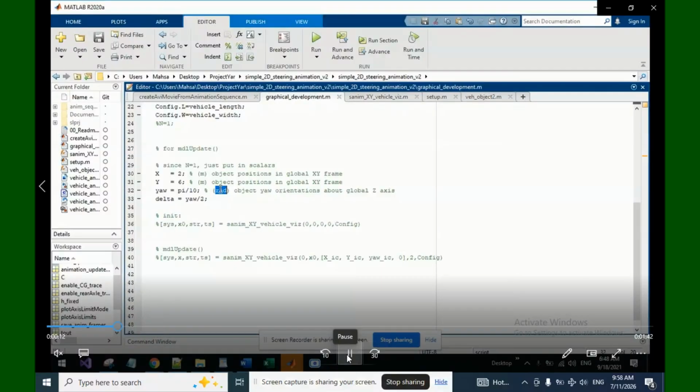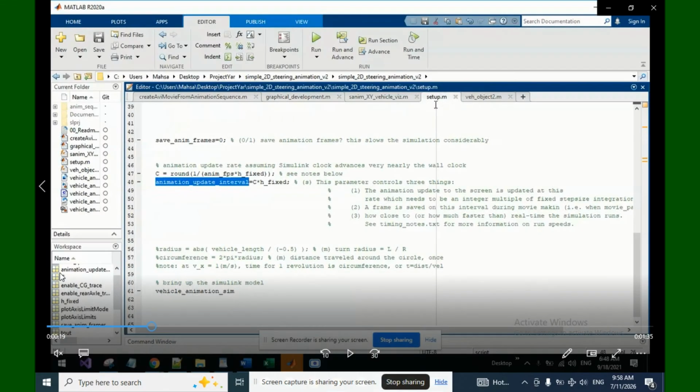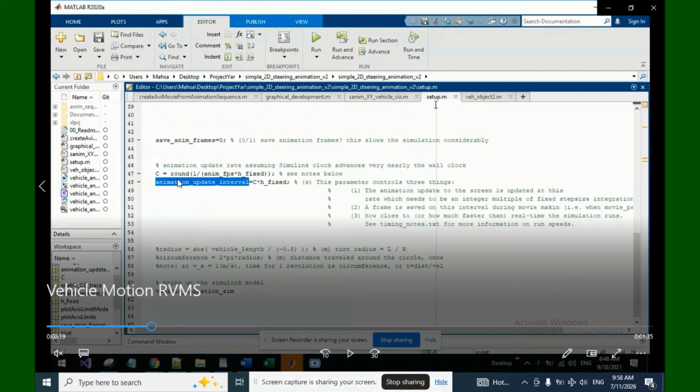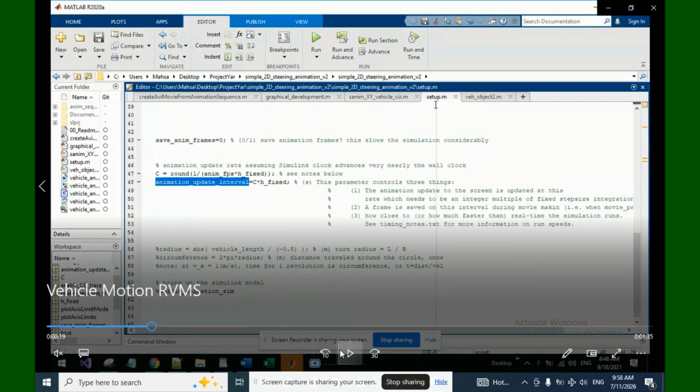The next is specifying the steering and the vehicle's set velocity. Here you see we have animation update intervals. These parameters will be stored inside the workspace, which is directly connected to Simulink, and also there are specific functions that we want to specify the velocity of the vehicle.